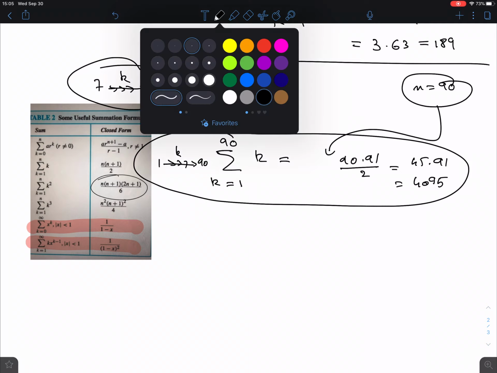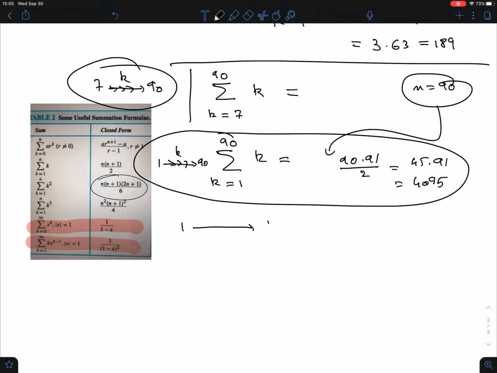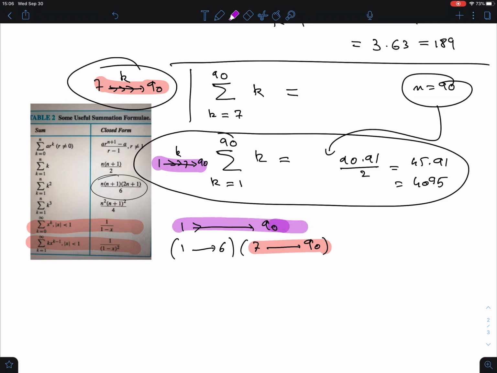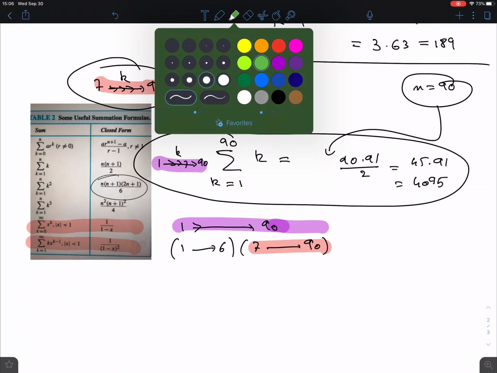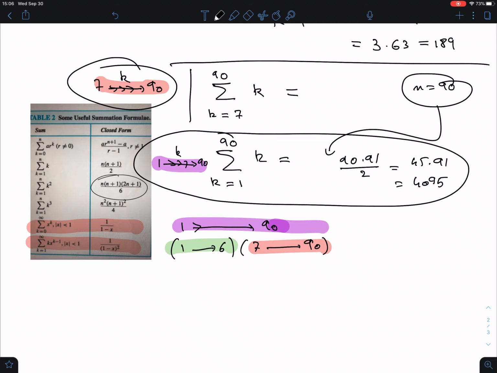So, okay, we go from 1 to 90, and I can split this in two parts. We go from 1 to 6, and then we go from 7 to 90. What is it that we want? We want this part, 7 to 90. What we have calculated is 1 to 90. So it comes down to the same thing: we calculate too much, so we have to subtract. What do we have to subtract? This one. But that one I also have a formula for.